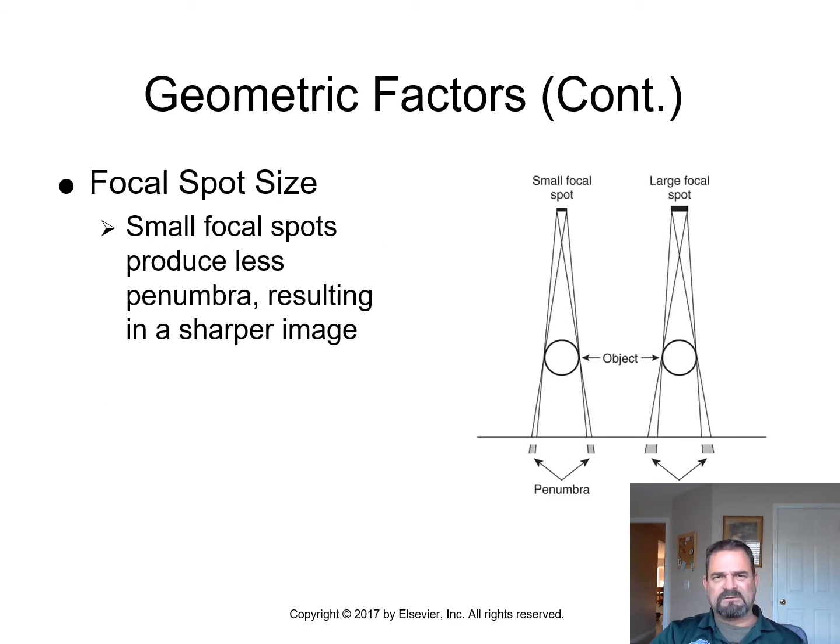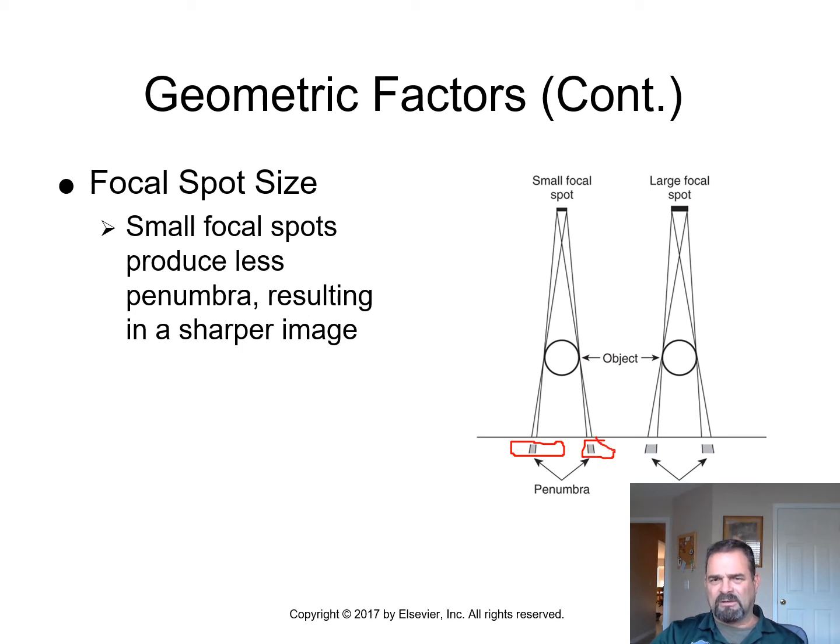All right, so as you can see in this diagram, the focal spot is shown. Small focal spots produce less penumbra. This results in a much sharper image. Okay, so you can see this here. All right, so you can see the penumbra here. These are your edges, the edges of your IR, edges of your image. Okay, notice that the penumbra is here.